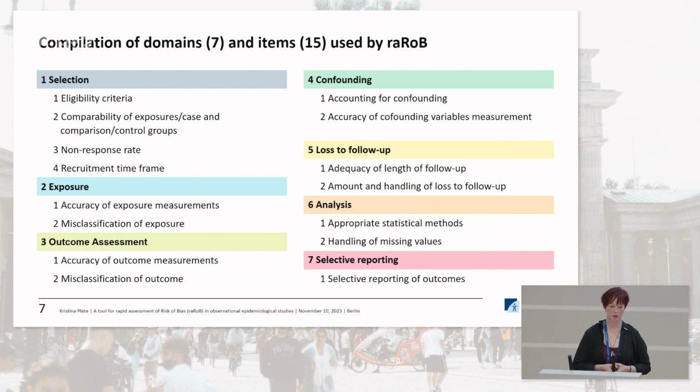So our current tool is now a compilation of 7 domains with 15 items that can be assessed. We have the selection domain, we have the exposure and the outcome measurement, of course the important confounding, loss to follow up, the statistical analysis, and the selective reporting.